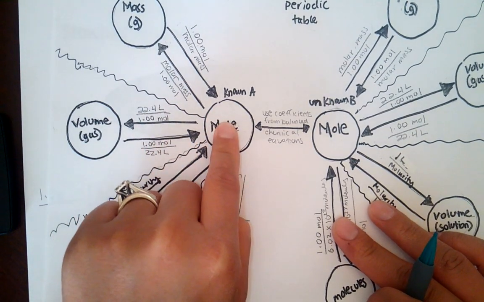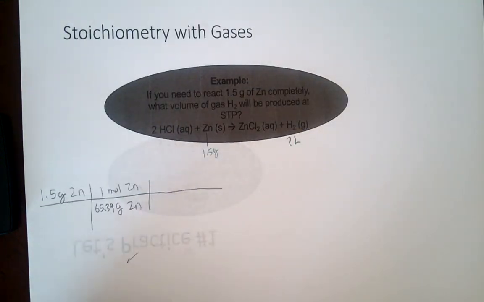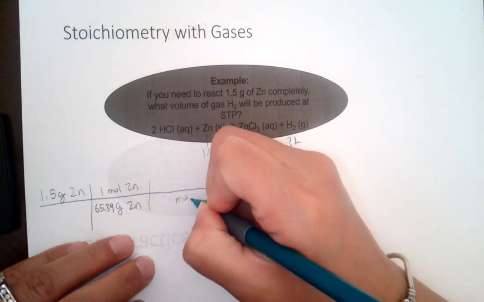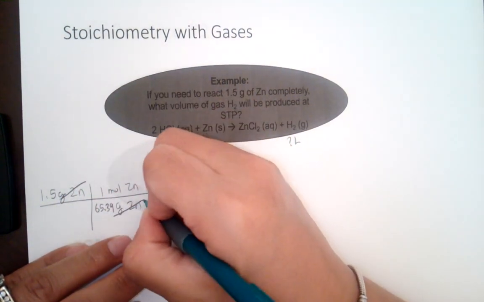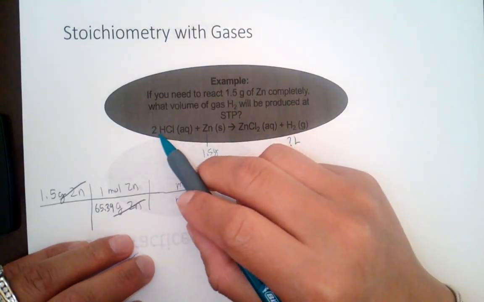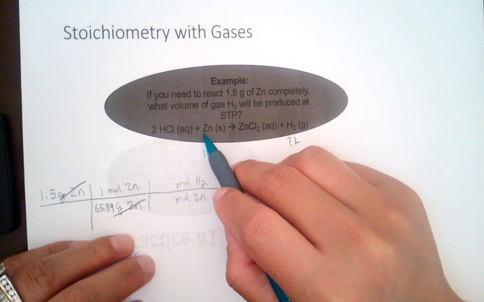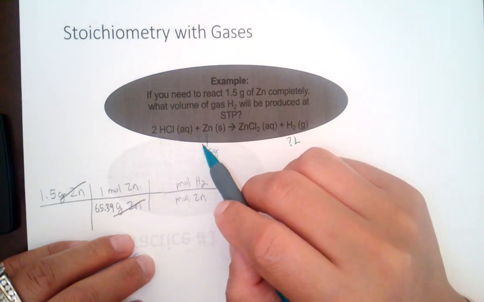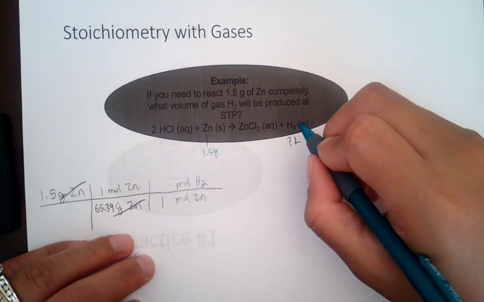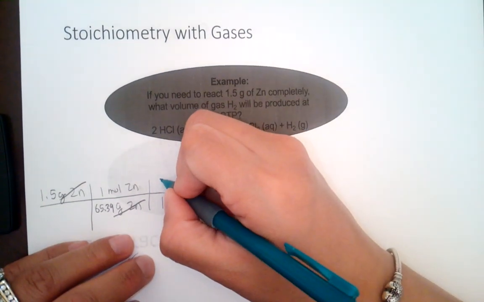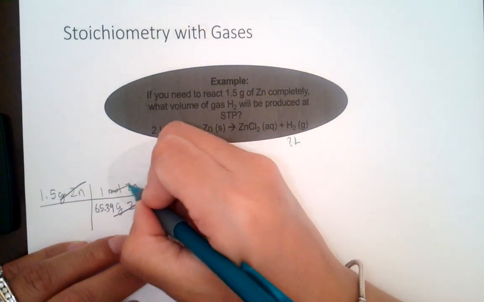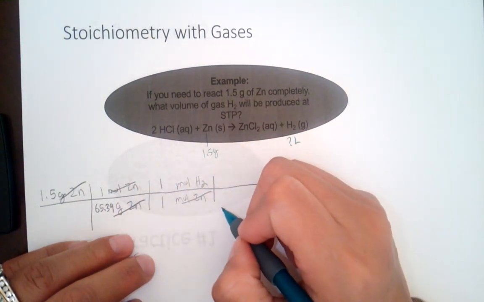Now I can turn those moles of zinc to moles of H2. That means that moles of zinc is going to be at the bottom because that's what I want to get rid of, and moles of H2 is going to go at the top. Remember, this is where coefficients come in. Does zinc have a coefficient? No, so it's going to be 1. Does H2 have a coefficient? No, so it's also going to be 1. And you keep going. Now I have gotten rid of my moles of zinc.